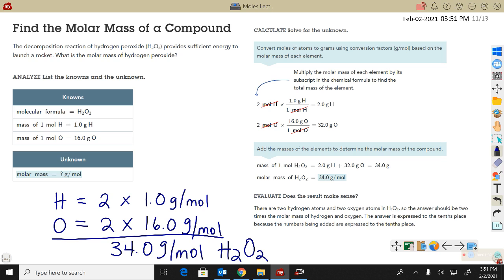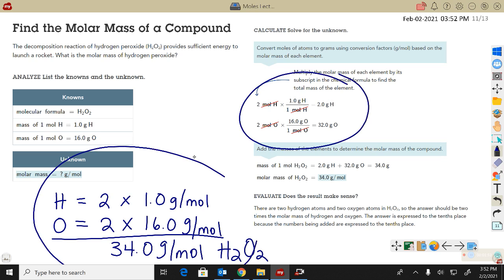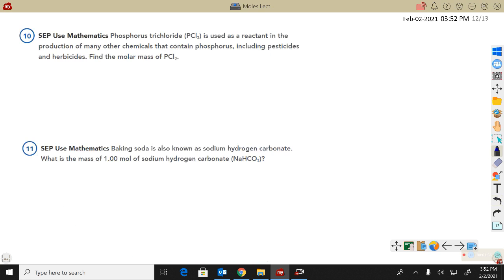1 mole, 6.02 times 10 to the 23rd H2O2 molecules. So, however you want to show your work is fine for me, as long as you can show me what you're plugging in your calculator. So you can do this, or you can just do something like that. I'm totally fine either way. All right, let's try a few.